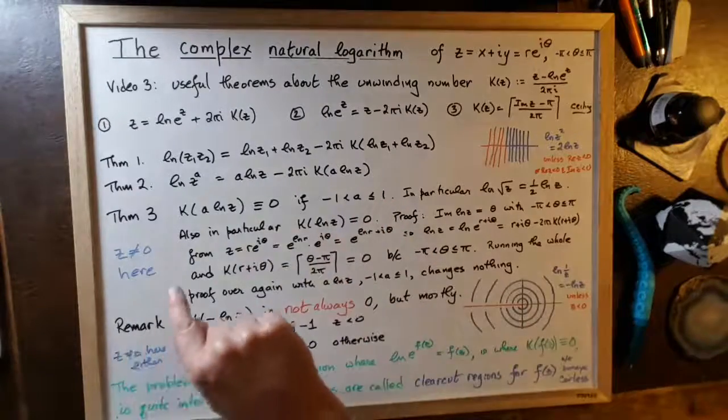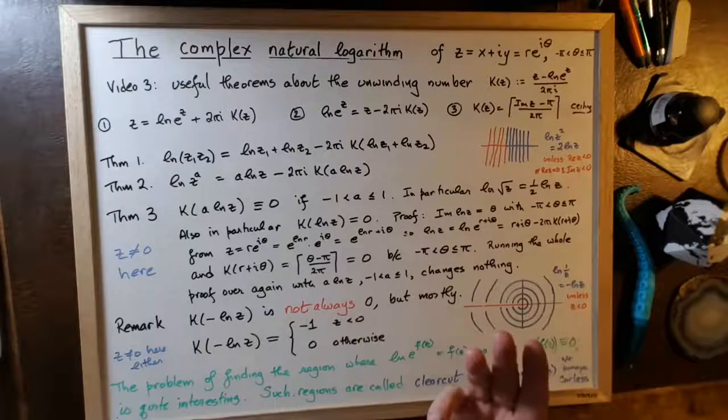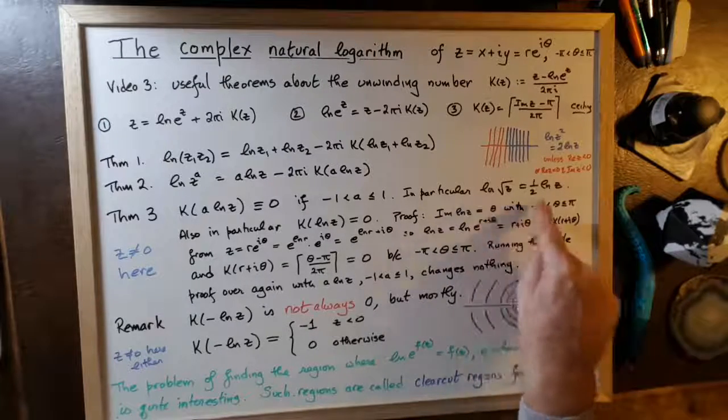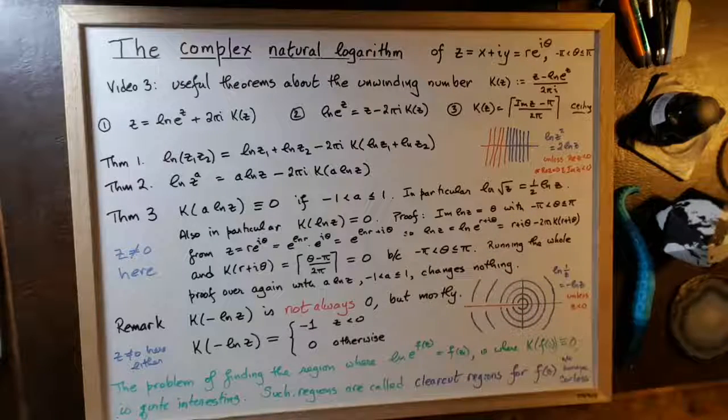That's true for all z except, of course, z equals 0, because log of z is not defined for z equals 0. So in particular, we have log of z to the 1/2 is 1/2 log z. But also we get cases where it's not true.